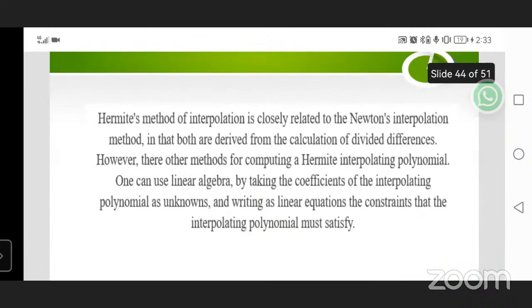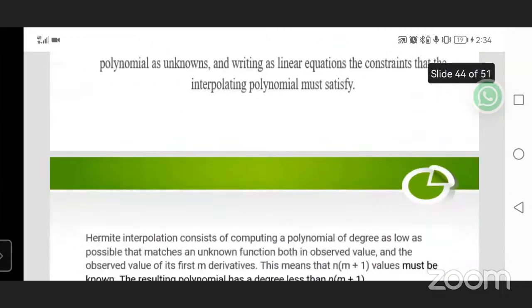So the Hermite method of interpolation is closely related to Newton's interpolation method in that both are derived from the calculation of divided differences. However, there are other methods for computing a Hermite interpolating polynomial. One can use linear algebra by taking the coefficients of the interpolating polynomials as unknowns and writing as linear equations the constraints that the interpolating polynomials must satisfy.